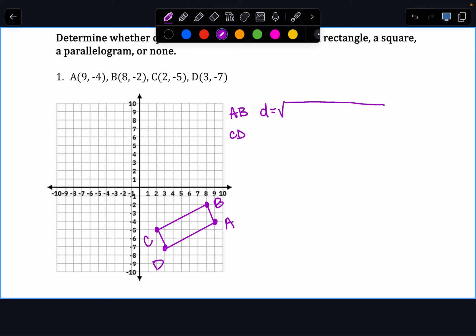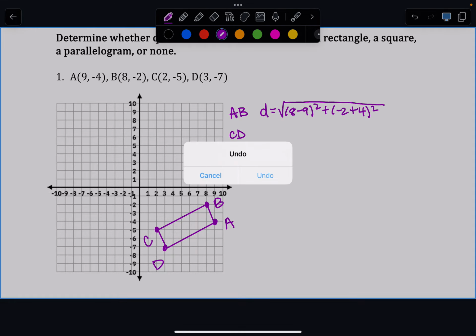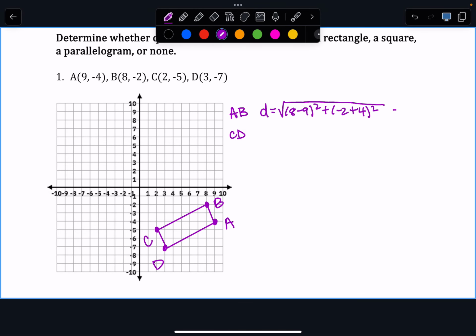So if I'm using A and B, I'm going to take 8 minus 9 squared and -2 minus -4 squared. What do we get? Square root of what? This would give us 1 squared, right? This would give us 1, and this would give us 2 squared. So square root of 5.